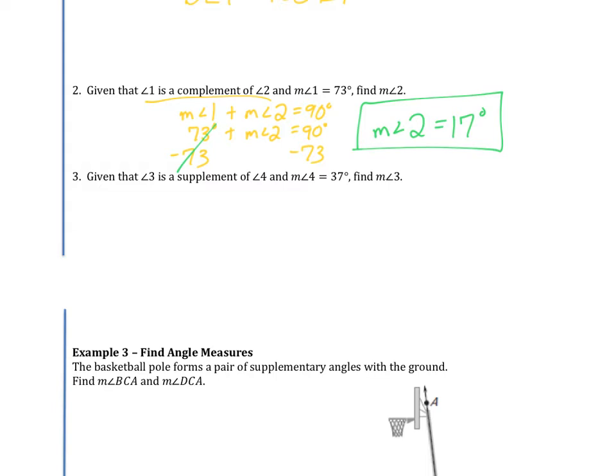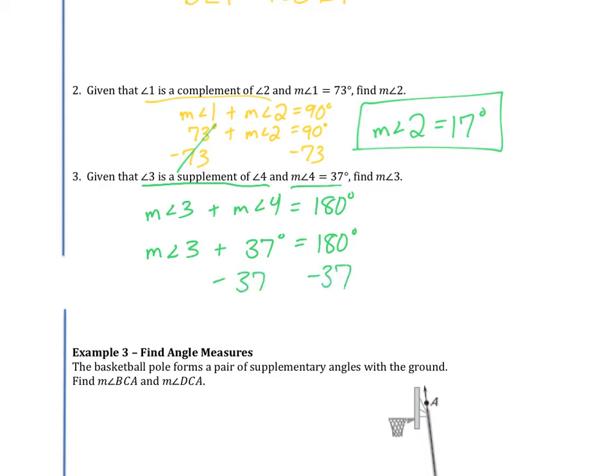And then checkpoint 3. If 3 and 4 are supplements, that means that when you add them up, they're going to add up to 180. And the measure of angle 4 is 37. So the measure of angle 3 plus 37 degrees equals 180. Find the measure of angle 3. So to get angle 3 alone, you would subtract 37. And we end up with the measure of angle 3 equals 180 minus 37. 180 minus 37, we would get 143.